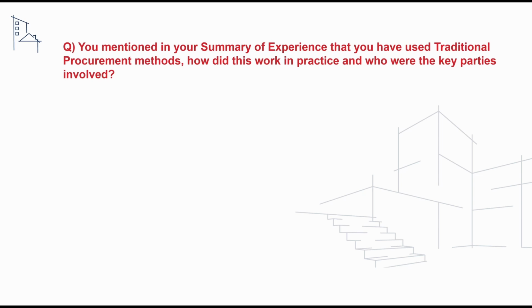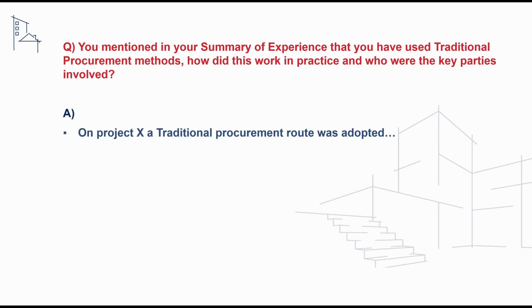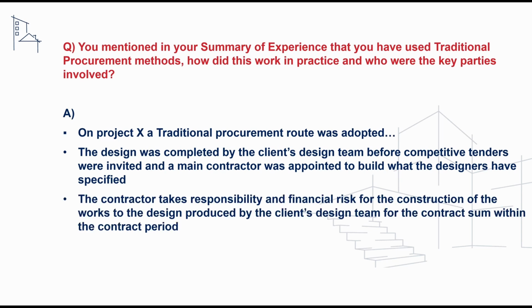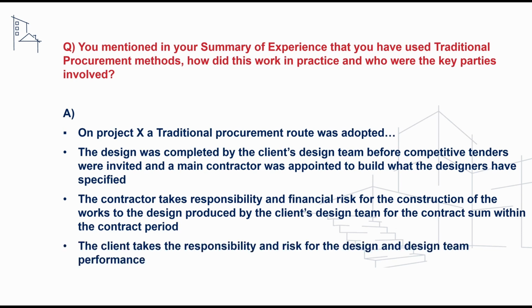The next question we'll take a look at is of our understanding around how the traditional procurement method works. And to address this, under traditional procurement, the design is completed by the client's design team before competitive tenders are invited and a main contractor appointed to build what the designers have specified. The contractor takes responsibility and financial risk for the construction of the works to the design produced by the client's design team for the contract sum within the contract period. The client then takes responsibility and risk for the design and any design team performance.